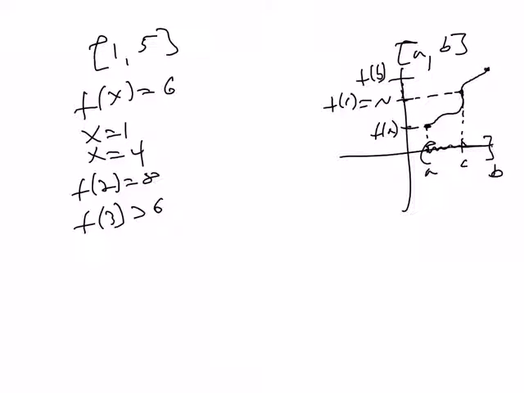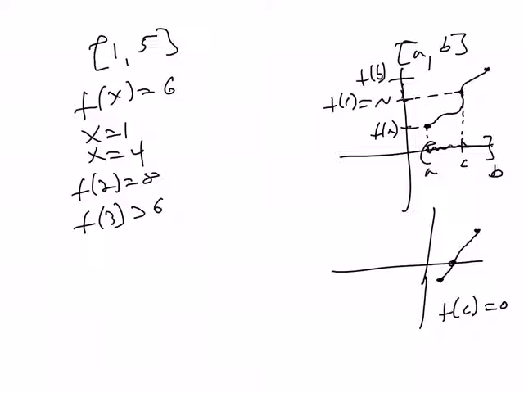You can also use this, for example, if you have a function which at some point is negative and at some point is positive, and this function is continuous, then you know that at some point it must be 0. So there will be a c such that f of c equals 0.